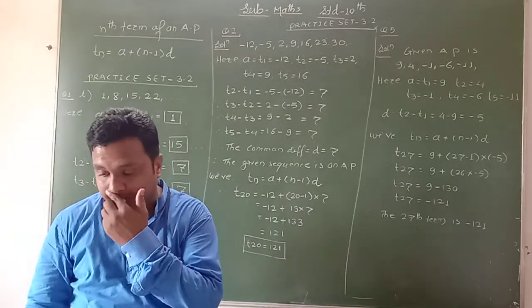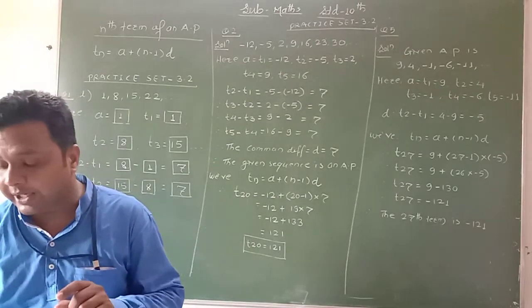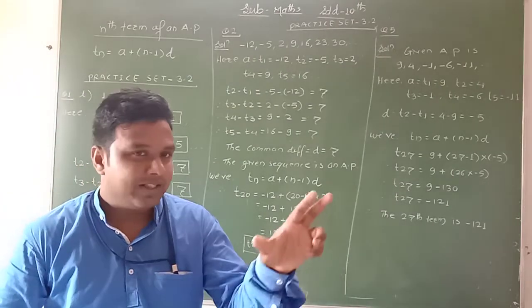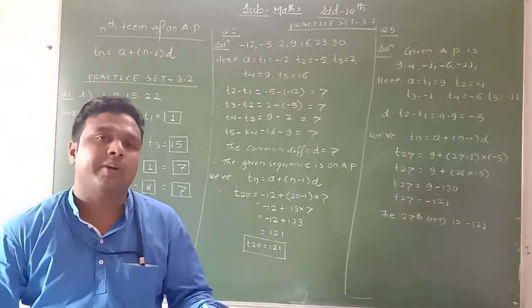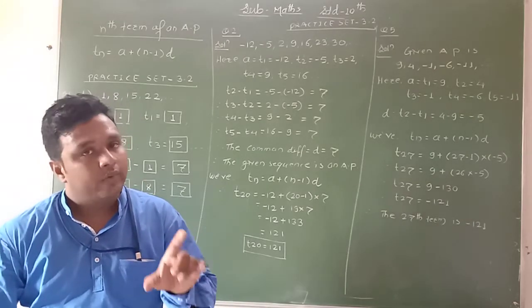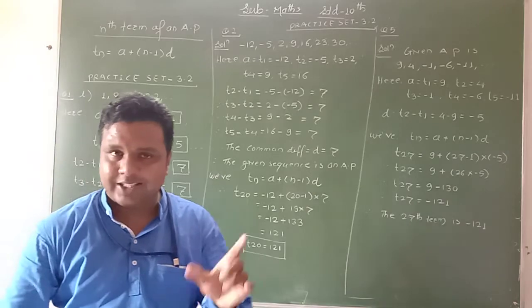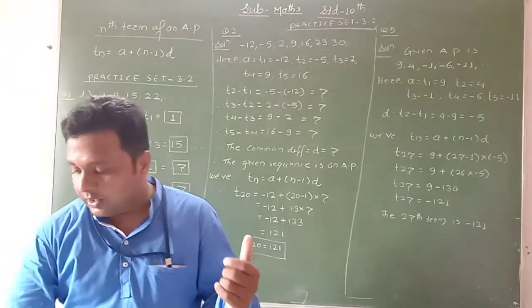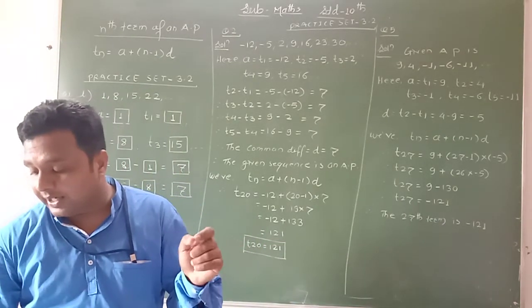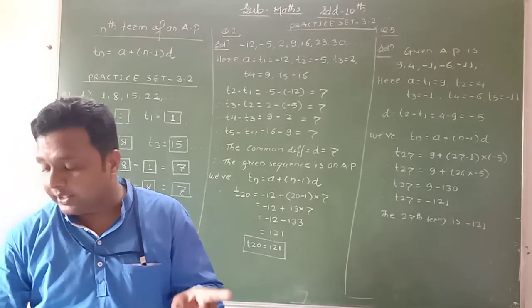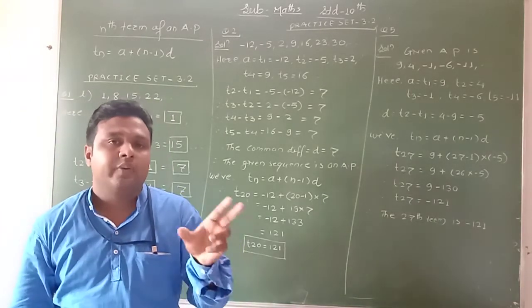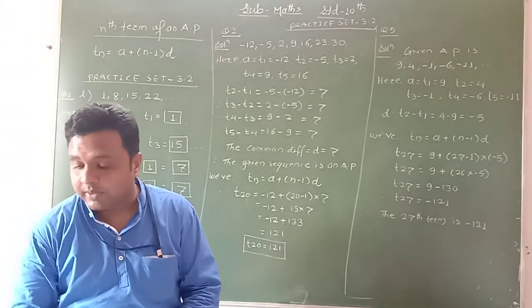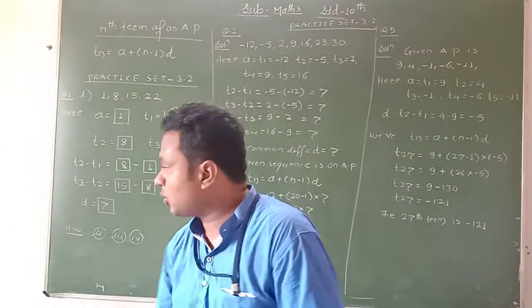Decide whether the following sequence is an arithmetic progression or not. One sequence is given, and you have to identify whether that sequence is an arithmetic progression or not. We already saw such an example before. Next it is given: find the 20th term of the progression. Now see how to solve this question.